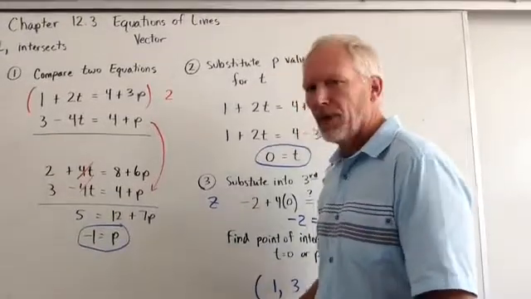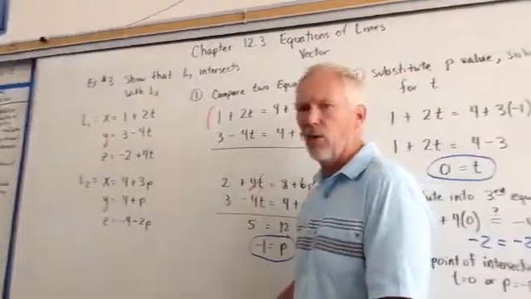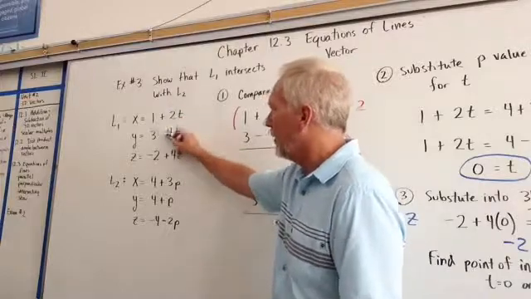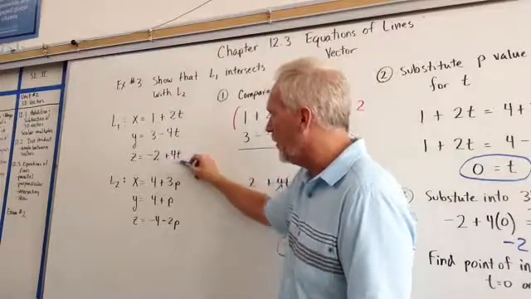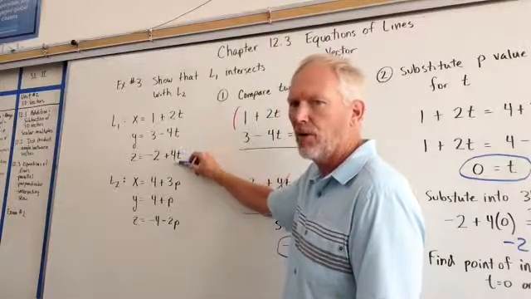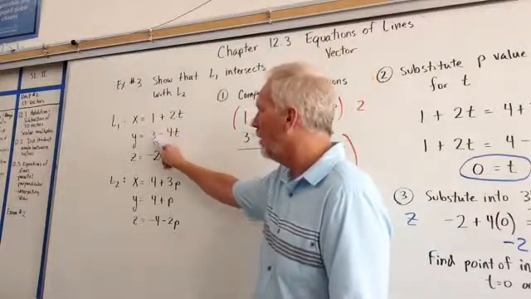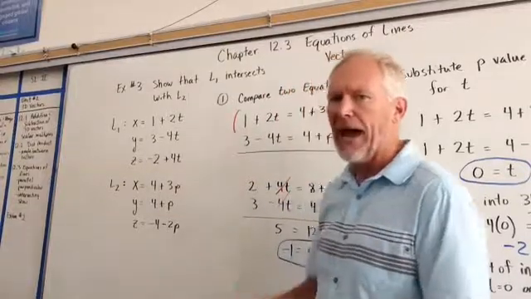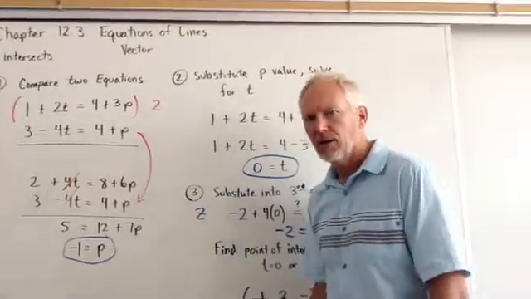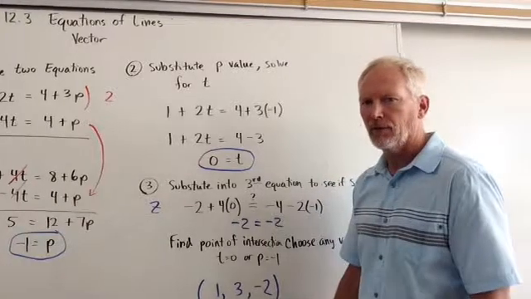Now I found that going back to the original equation of L1 and using the t value, meaning I'm going to zero out the negative 4t, and I can zero out 4 times t also. So if I plug zeros in for all those t's, because that's the value we found for t, I will end up with 1, 3, negative 2 as the point of intersection. And in fact, when you look at it, that is the point of intersection, 1, 3, negative 2.